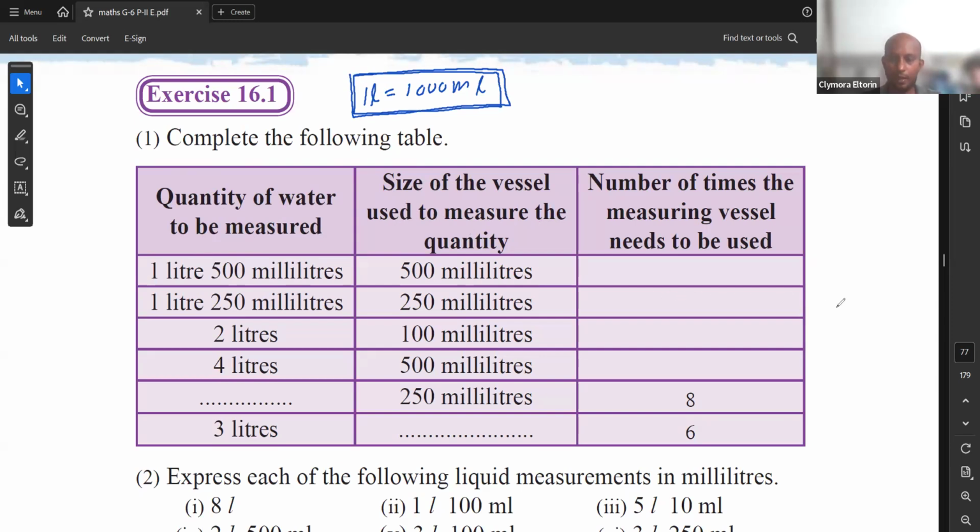What does that mean here? In a large container, there is 1 liter and 500 milliliters. Size of vessel used to measure the quantity: there is another vessel like this, of 500 milliliters. The number of times the measuring vessel needs to be used: how many times do we need this one for 1 liter and 500 milliliters?